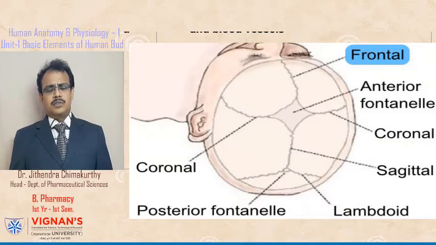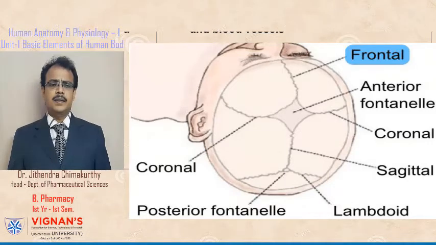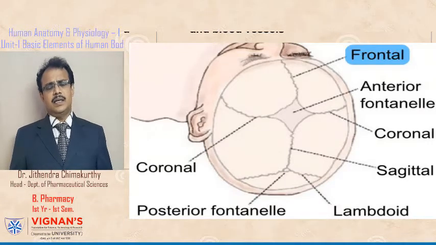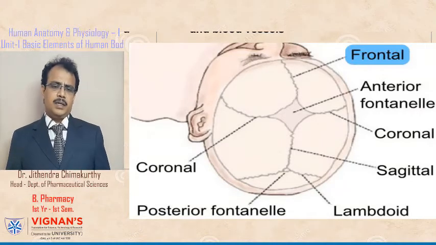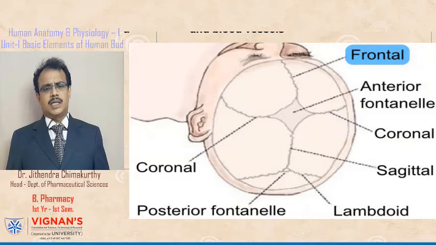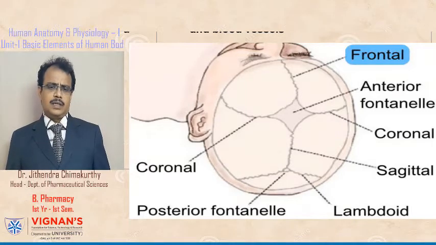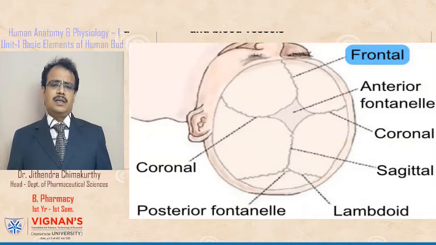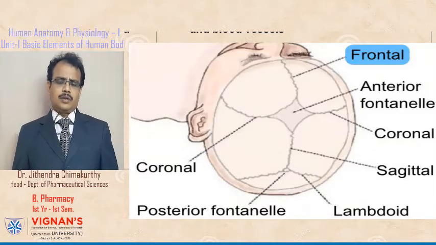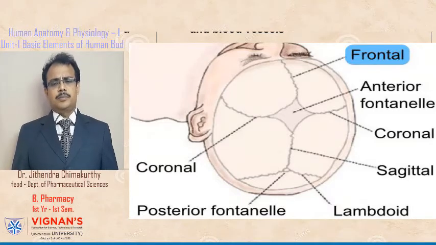Here there appear to be distinct membranous areas, and these fontanelles are many, but the most prominent are the anterior fontanelle and the posterior fontanelle. The anterior fontanelle takes up to 1 to 1.5 years after the birth for ossification, whereas the posterior fontanelle fuses within 2 to 3 months after the birth.